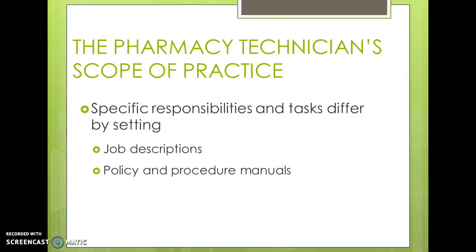There are slight differences between what a pharmacy technician may do within a compounding pharmacy in comparison to what they may do within a community pharmacy. But the overall job description would be the same. And then as we go forward, we'll look at the different policies and procedure manuals associated with being a pharmacy technician and their scope of practice.